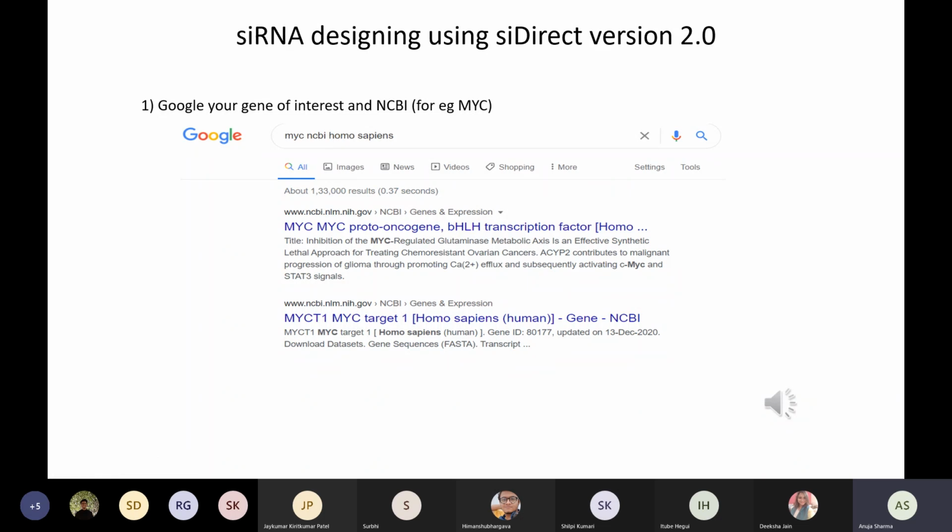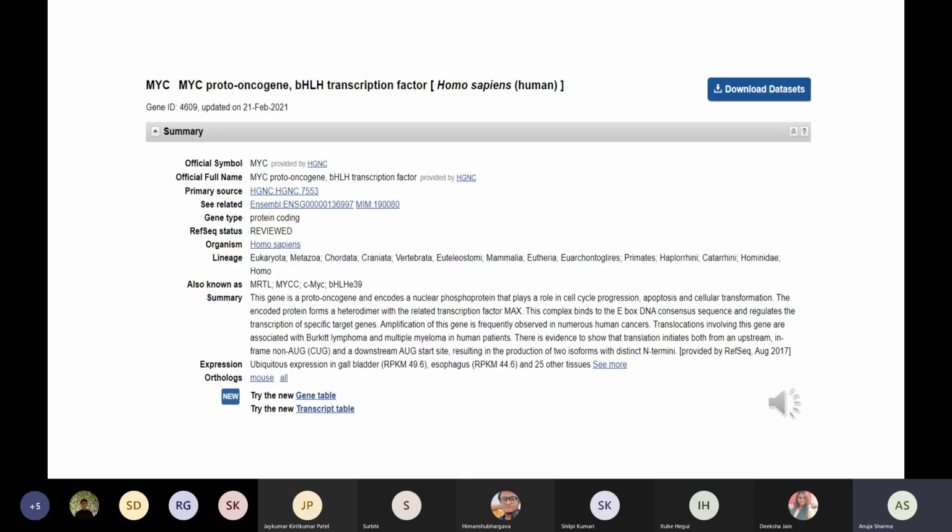For siRNA design using SI Direct version 2.0, first of all we need to search for our gene of interest in NCBI. Here we are taking MYC as our gene of interest. If you open that, you will get a page like this, and here you can get information about your gene of interest, like summary, function, etc.